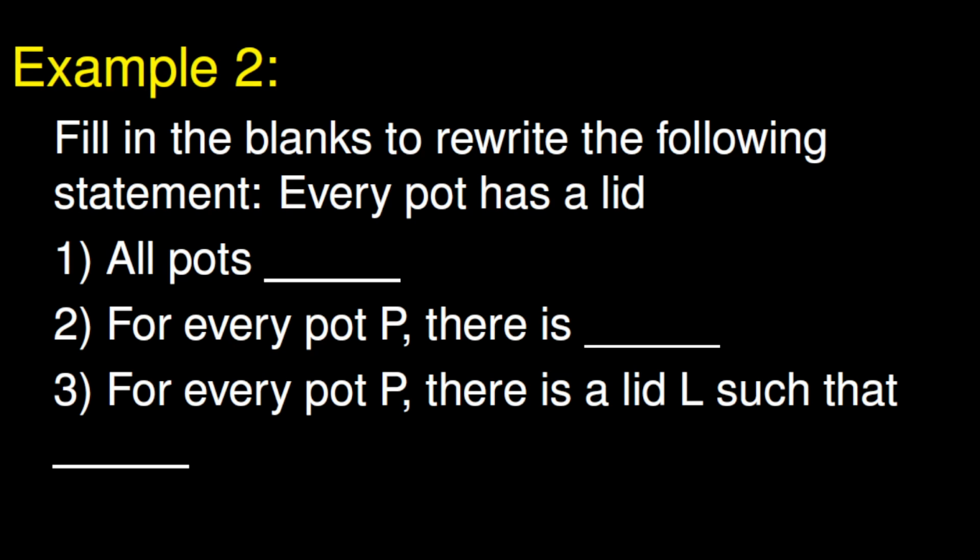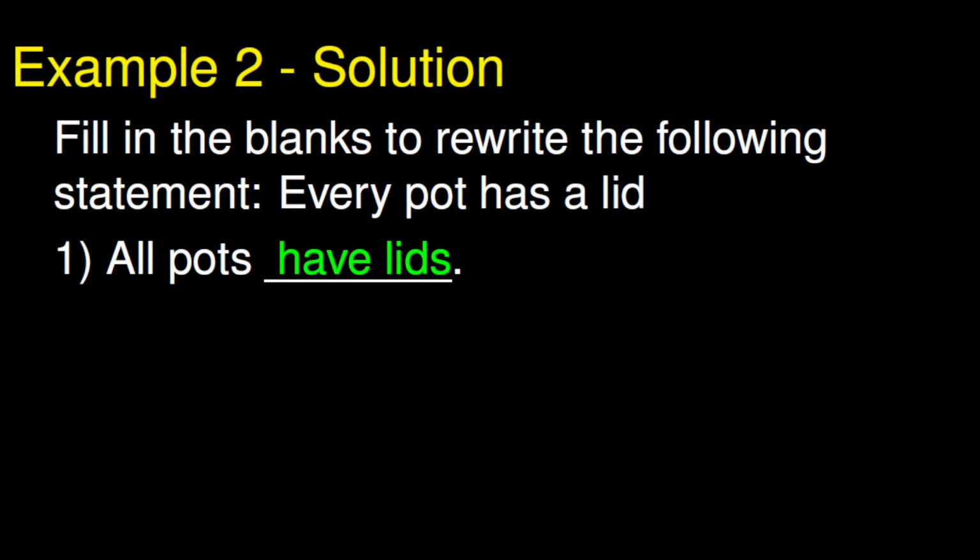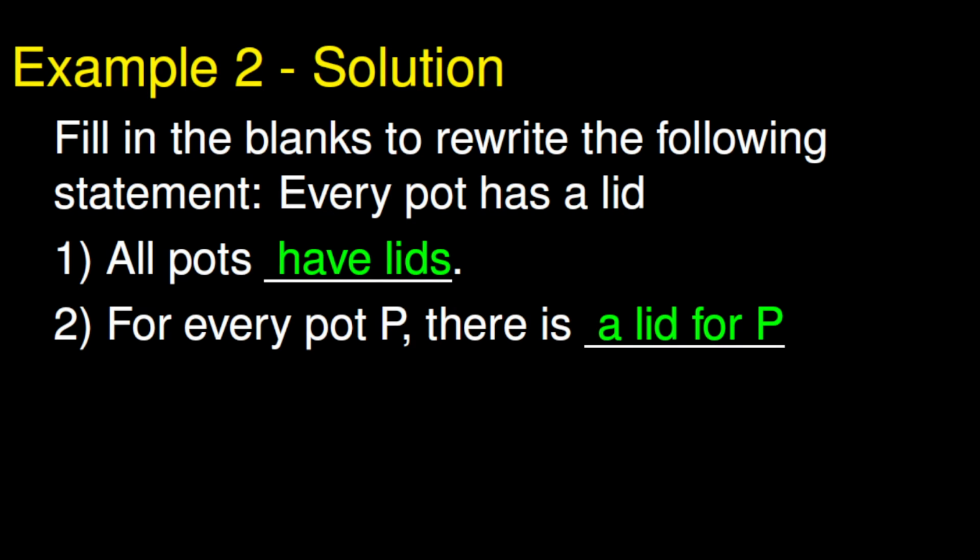It is clear that, every pot has a lid, can be rewritten as all pots have lids, so the answer is, have lids. Given that we start with, for every pot P, there is, we should complete the sentence with, a lid for P. Thus, the complete sentence is, for every pot P, there is a lid for P. For the last question, the correct answer is, L is a lid for P.